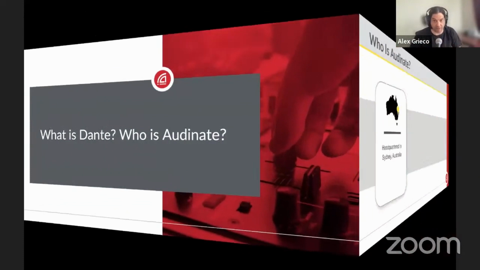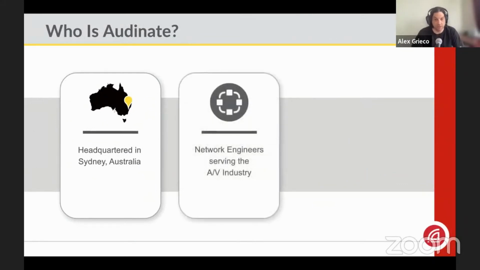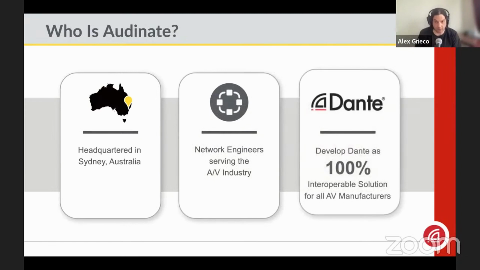To give you a little bit of background about the company, Audinate was formed in Australia, headquartered in Australia, and really started by network engineers with the goal of serving the audio video industry. And the objective was to develop a fully interoperable solution for manufacturers, so not proprietary and not limited to a single type of device or type of implementation.